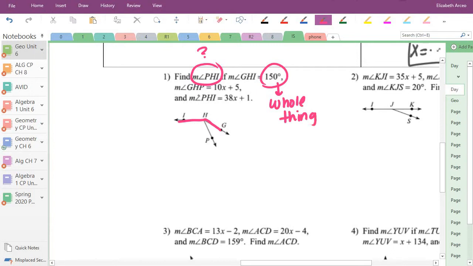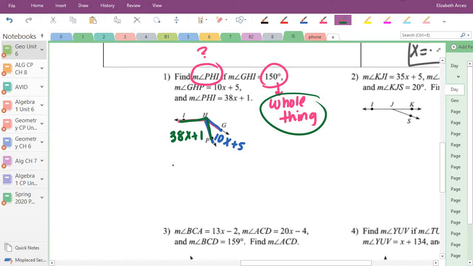So this is the whole thing. Okay, now they're going to tell us more, so I'll keep reading. The measure of angle GHP, which is that little piece, is 10x plus 5. So I wrote that in the little piece. And then the last part is the measure of angle PHI. So I trace the letters, which is that green piece. That's 38x plus 1. Okay, so just like the previous part, this piece plus this piece is going to give us the whole thing, and our whole thing is 150.